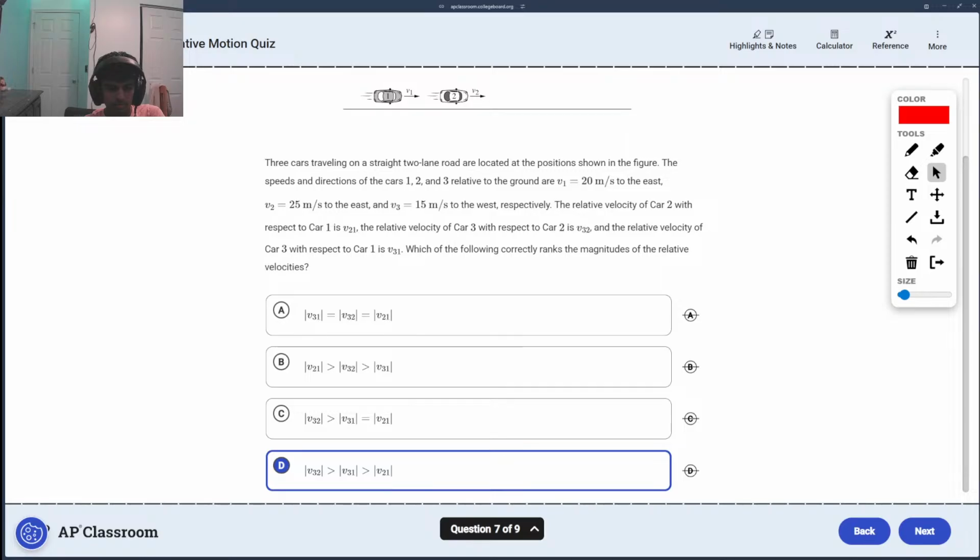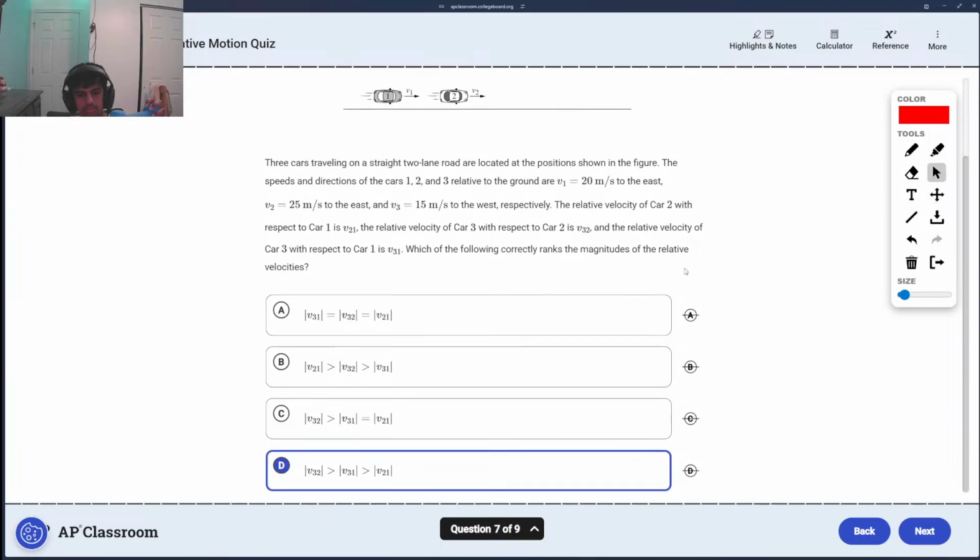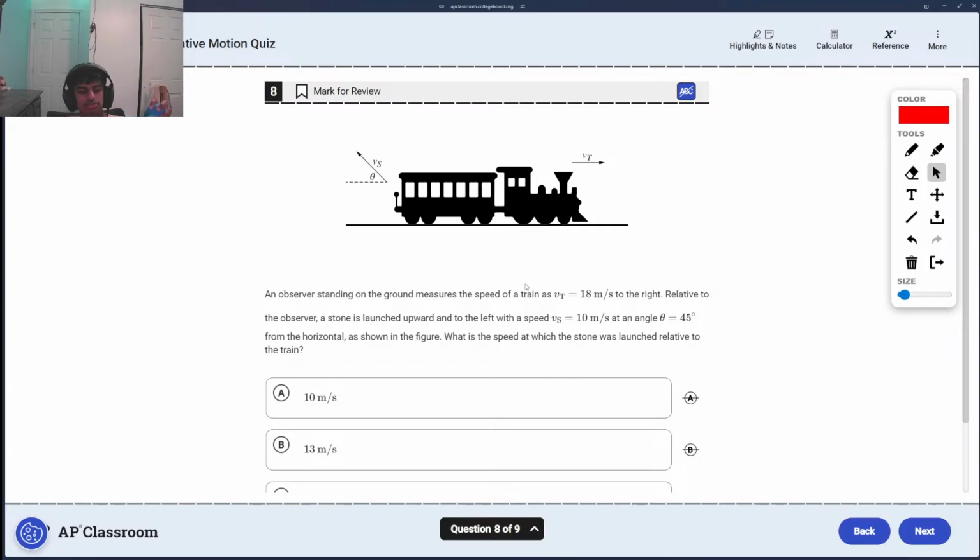Okay, so A is not the answer. No, I understand it now. Okay, wait, so the relative velocity of car 3 with respect to car 2 is the greatest. That's the max. And then V31, with respect from 1 to 3, is less than that. So V32 is greater than V31, which is greater than V21. That's what I got to. I was confused because I flipped V32 and V2. Let's go.